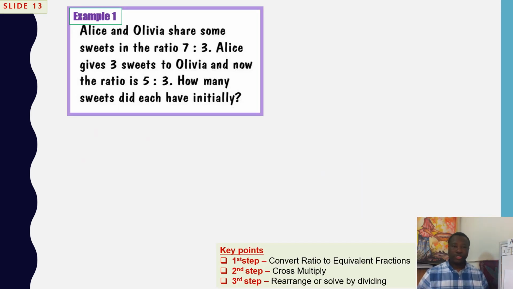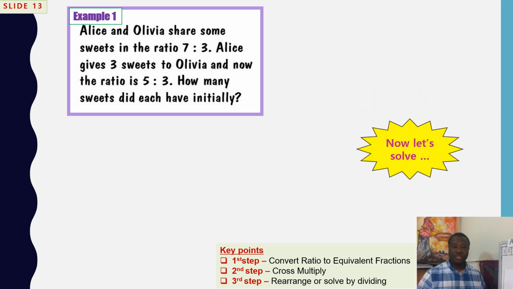Coming back to our original question, Alice and Olivia share some sweets in the ratio of 7:3. Alice gives 3 sweets to Olivia, and the ratio becomes 5:3. How many sweets did each have initially?